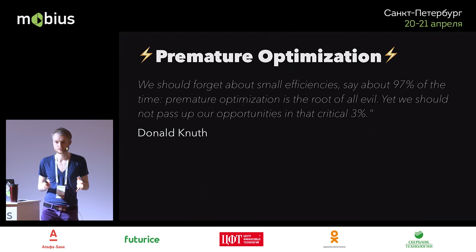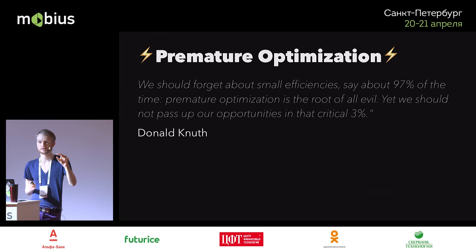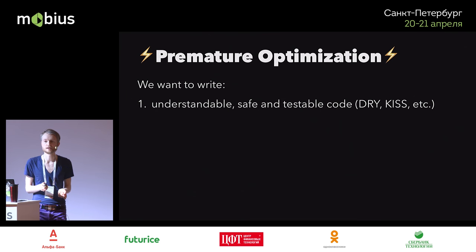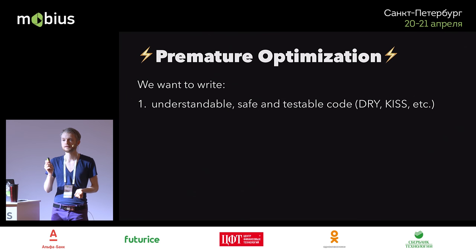We should forget about small efficiencies, and often 97% of the optimization is not important. Premature optimization is the root of all evil. And that's really, think about this, premature optimization is the root of all evil. There's like these 3% of cases that we really should optimize, and then the rest of the times, we really want to write understandable, safe, and testable code.